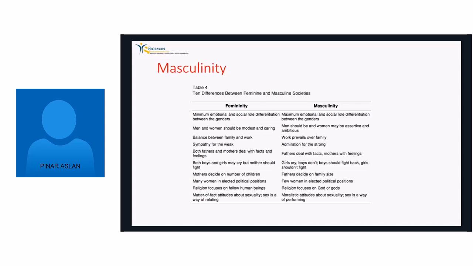In feminine societies, both fathers and mothers deal with the facts and feelings. And in masculine societies, fathers deal with the facts, mothers deal with feelings. And in feminine societies, both boys and girls may cry, but neither should fight. And in masculine societies, girls cry, boys don't. Boys should fight back, girls should not fight. And in feminine societies, mothers decide on number of children. In masculine societies, fathers decide on family size.